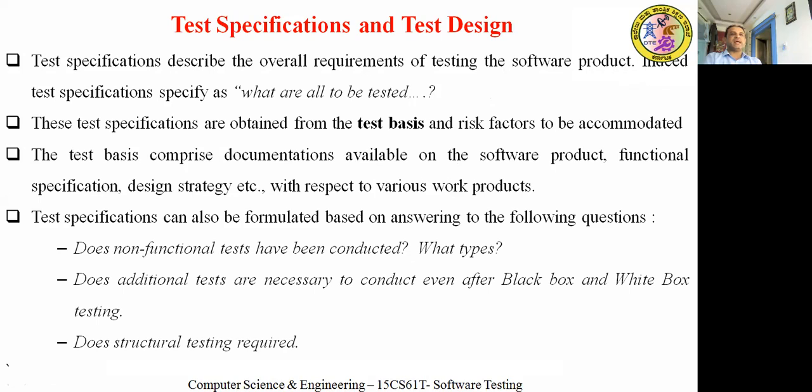Test specification describes the overall requirement of testing the software. It specifies what is all to be tested. What the specification does is list everything you need to test, as given in step number 3. These test specifications are obtained from the test basis and risk factors to be accommodated.